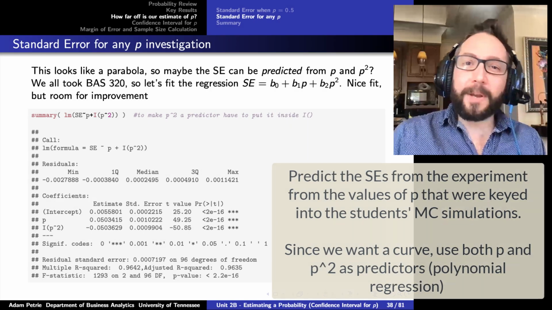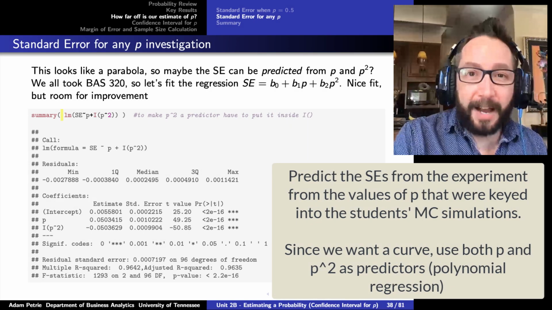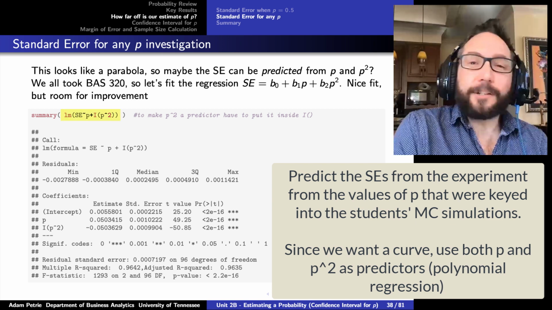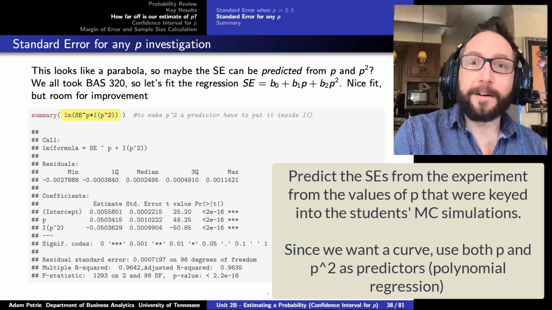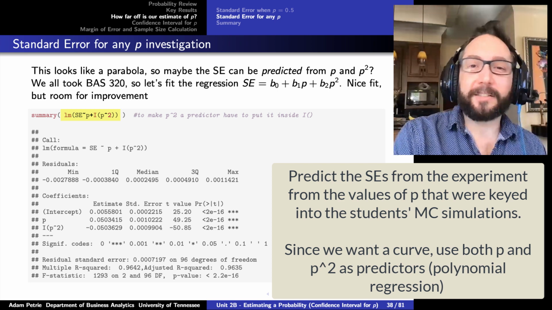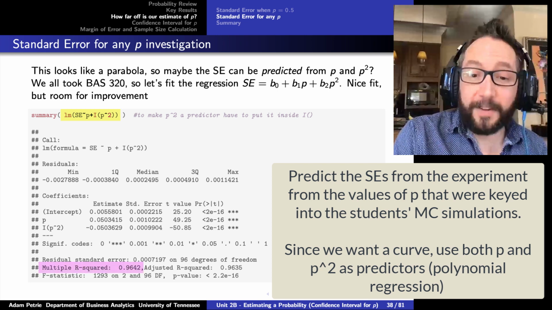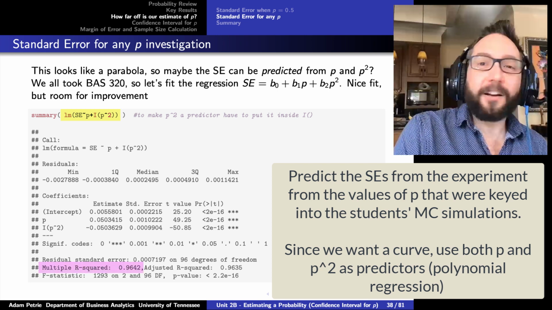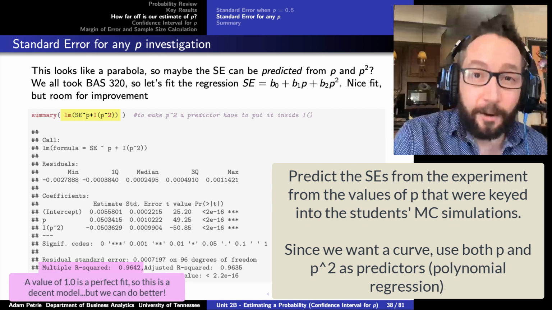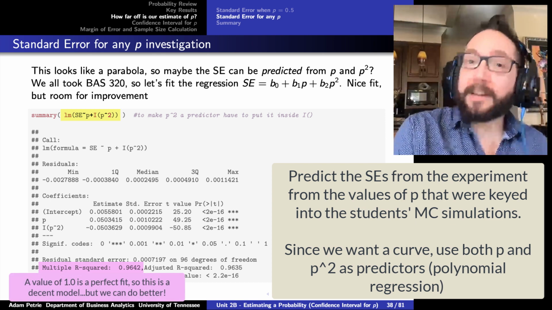So what if we try to predict the size of the standard error from the true value of p we're trying to estimate, and let's throw in as another predictor the square of the true value of p. Let's predict SE from p and p squared. That gives us a nice curve. If we do that, we actually get a pretty good fit. The R squared is nearly as high as it can go. 1 is the highest it can go. We're getting about 96%. Can we do any better than this?